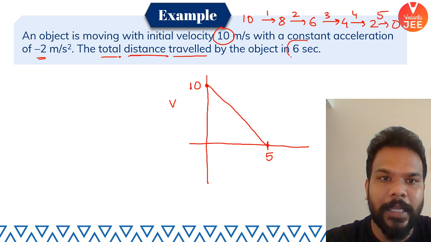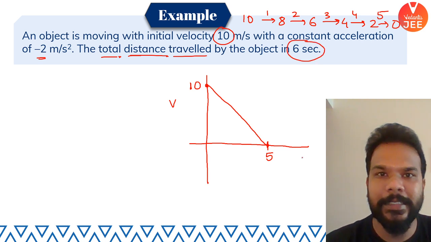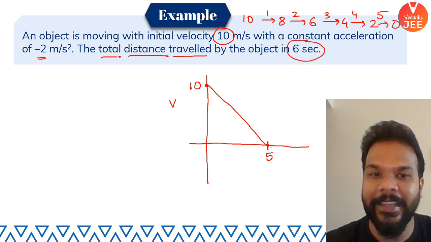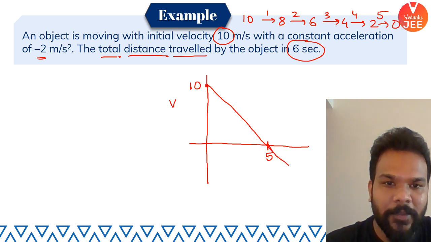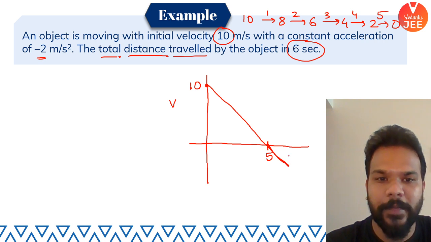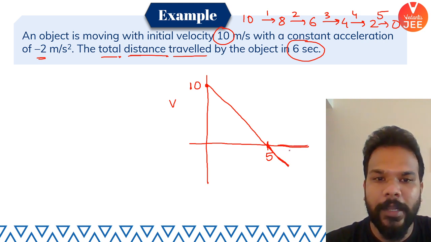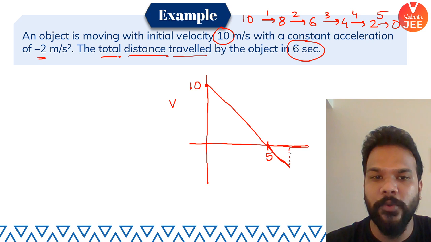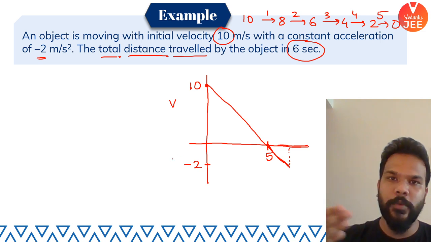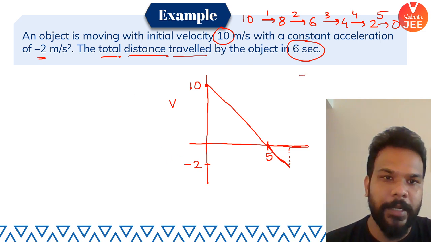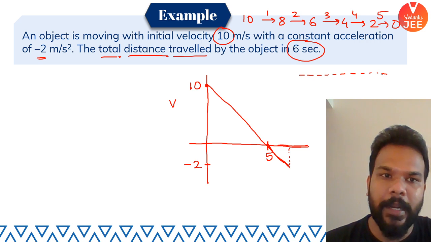But after how much time are you being asked to calculate distance? This is where the situation is getting trickier. After this time the body still has the same value of a, that is -2 meter per second square, but now the body has entered into the negative zone, which means the body's velocity has now become negative. So what is happening? The body was going in a particular direction, but retarding.